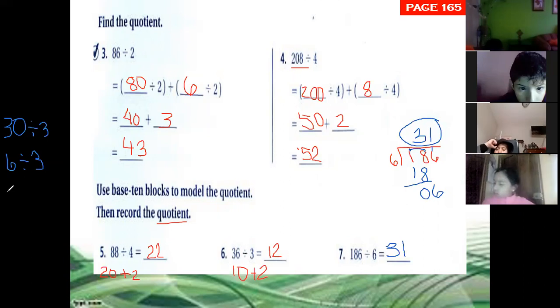We could do it like this, too. We could break apart the number into 180 and 6. Basic fact, 18 divided by 6 equals 3, and I add this 0 here. 6 divided by 6, 1. 30 plus 1, 31. See? So there are many ways to do the same exercise.